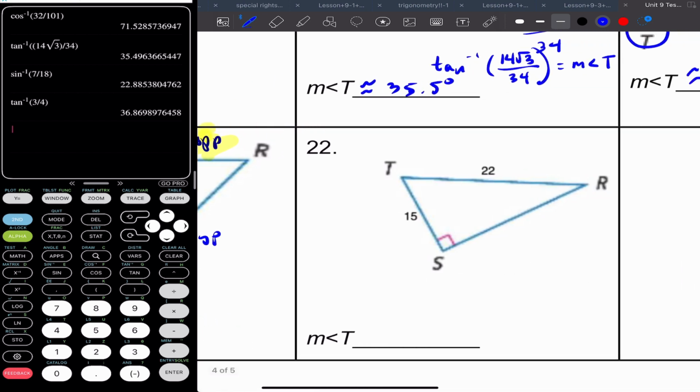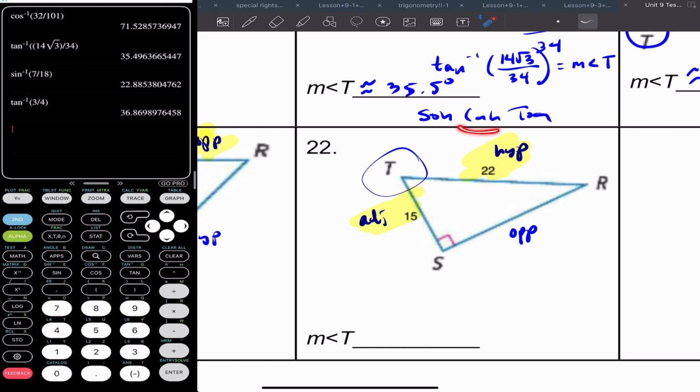All right, 22, again, we're going to figure out what the measure of angle T is. So label your figure: opposite, hypotenuse, adjacent. So I have hypotenuse and adjacent. So SOHCAHTOA, adjacent and hypotenuse, that sounds like I'm going to be using the cosine function here. So cosine of T equals 15/22. So second cosine, so cosine inverse of 15/22.